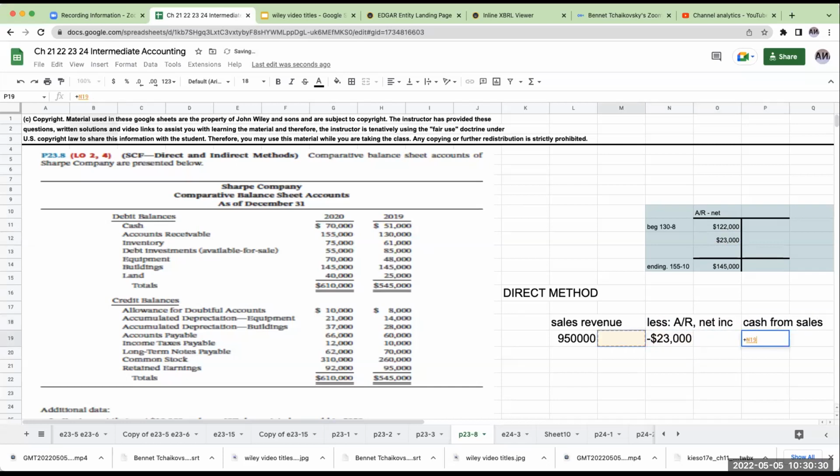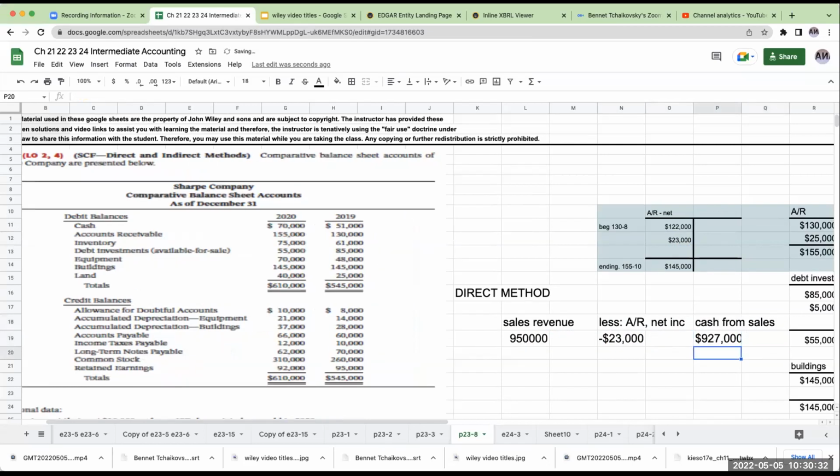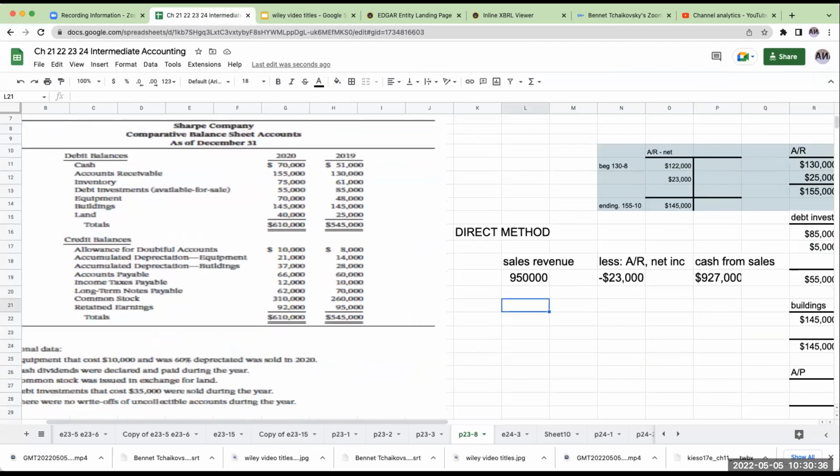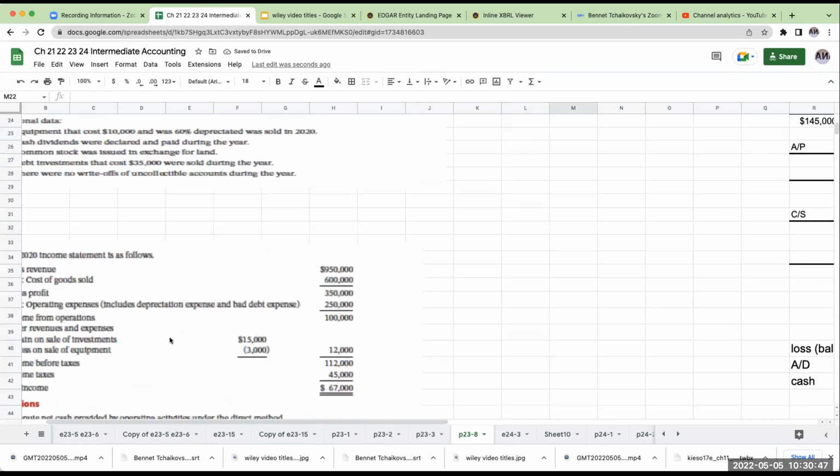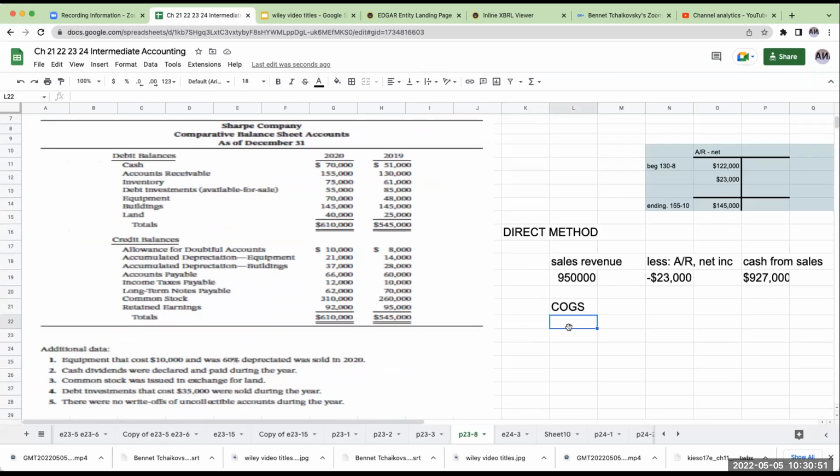So look at this: while my AR went up, that means I didn't collect it. So that's my cash from sales. Let's now go over to our cost of goods sold. With cost of goods sold, we're going to be looking at two different accounts. My cost of goods sold was 600,000, so negative 600,000.